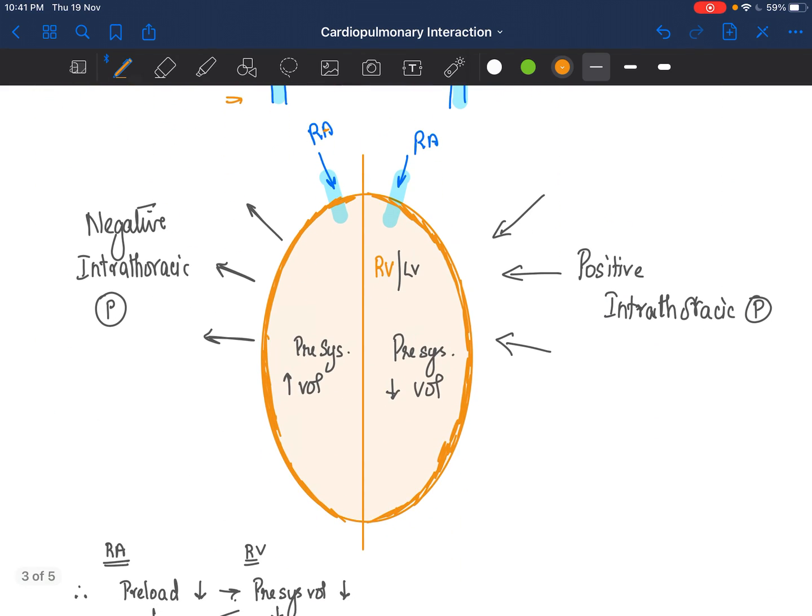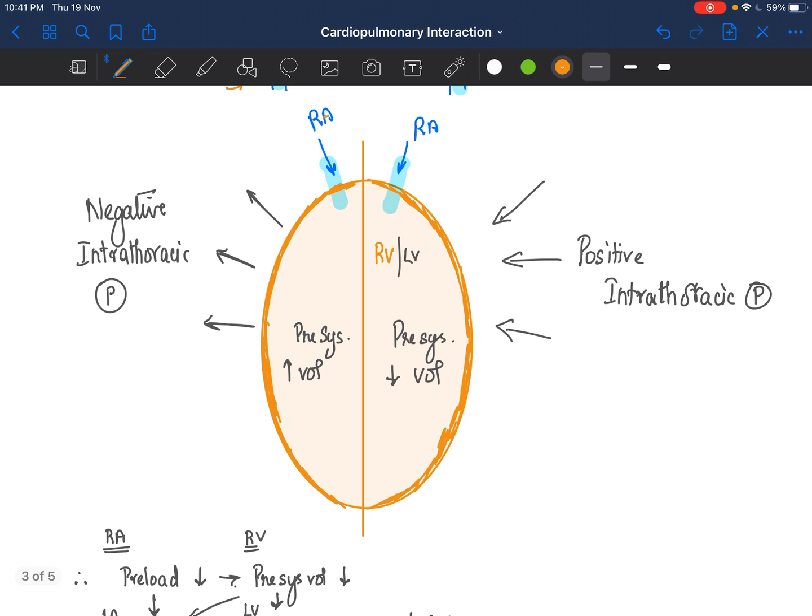What happens in the right ventricle? So, again on the left side you have spontaneous breathing, where negative intrathoracic pressure pulls the ventricle apart from outside, resulting in a more compliant ventricle, resulting in easy receiving of the blood from the right atrium. The pre-systolic volume increases, basically because the right atrium receives more blood, more preload, and it enters into the ventricle easily.